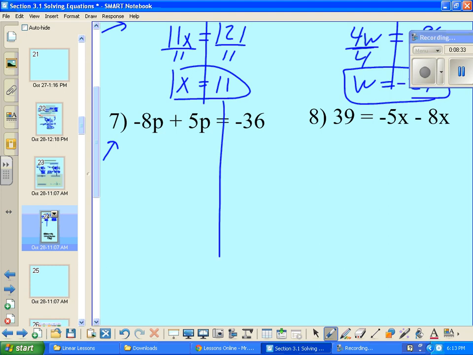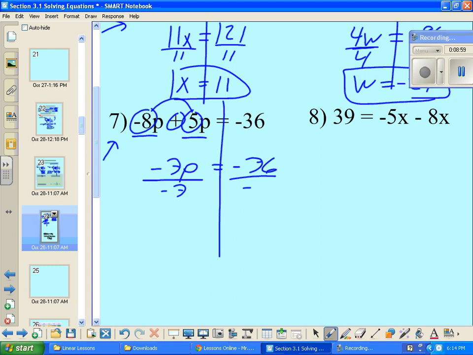Draw my line. On the left side here, I have some like terms. Both those terms have the same variable part to them, negative 8p and 5p. So I can combine those two, and again, all you do really is take the coefficients and do what it tells you to do with them. In this case, it's add. So negative 8 plus 5 gives me negative 3, and I keep that variable part with it, so negative 3p equals negative 36. Now it's a one-step problem.